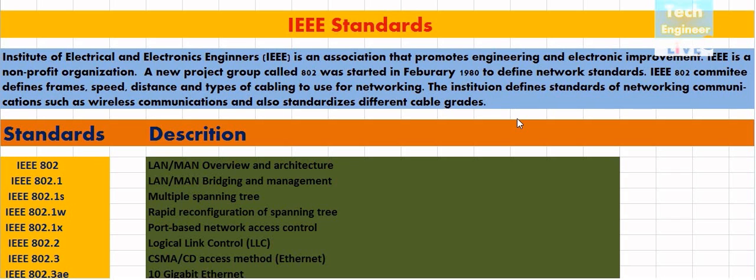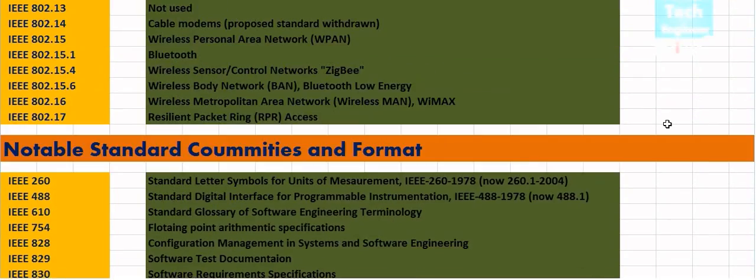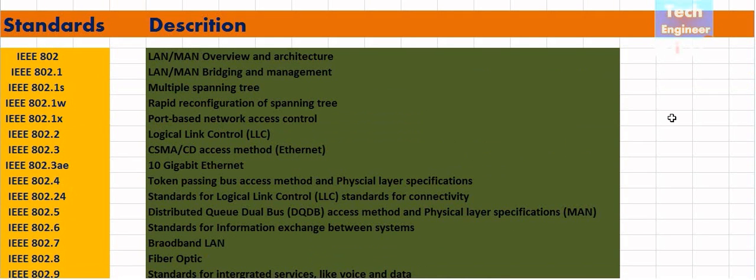IEEE 802.1s is for multiple spanning tree. When we discuss CCNA, we'll discuss these spanning trees, and we will also do practicals on those. IEEE 802.1w is for rapid reconfiguration of spanning tree. So a lot of standardizations are there, and these descriptions are there.